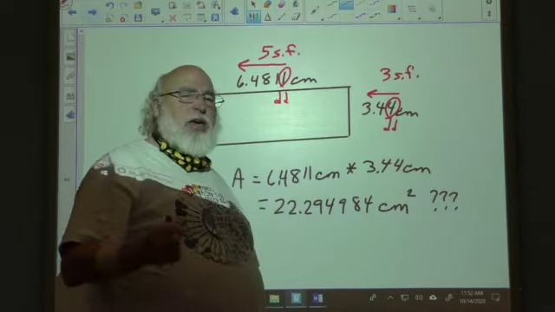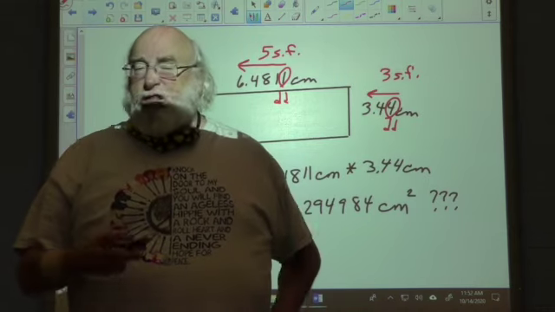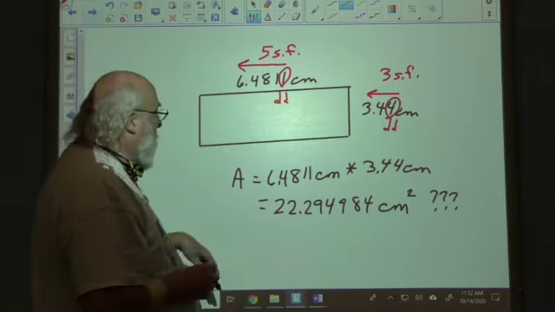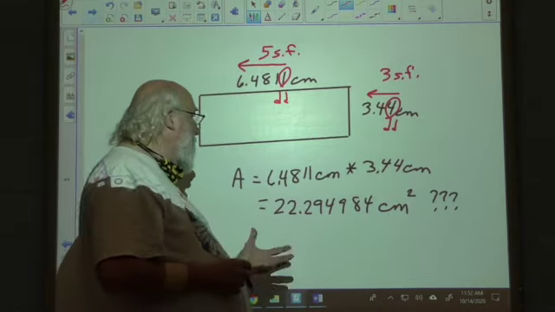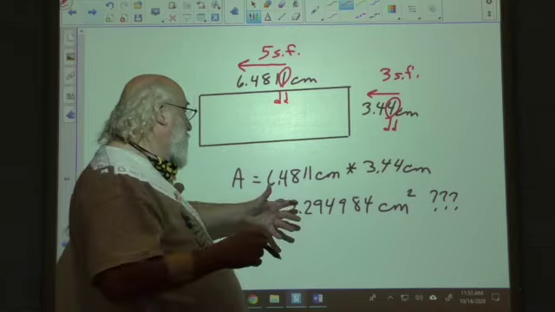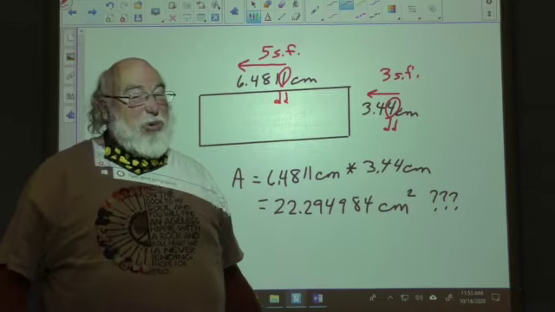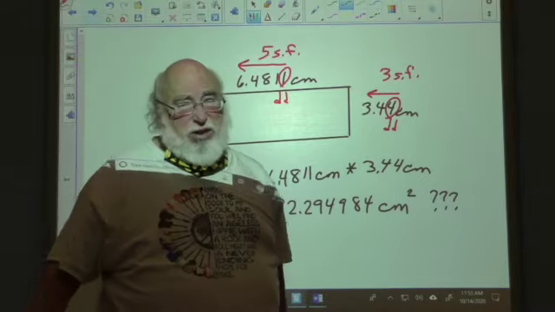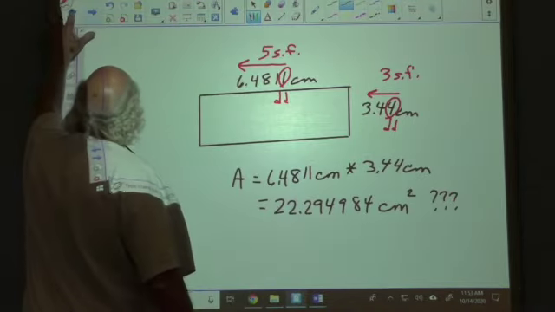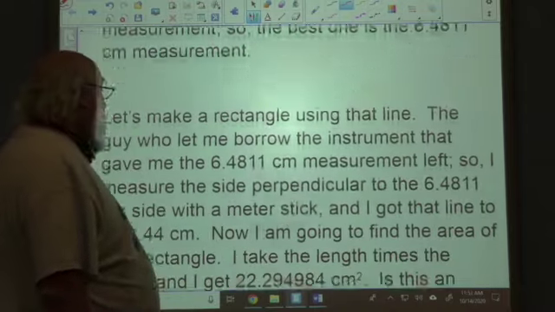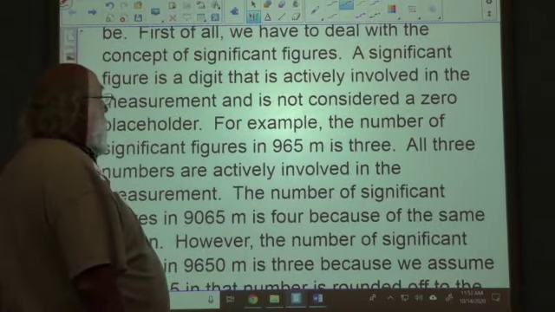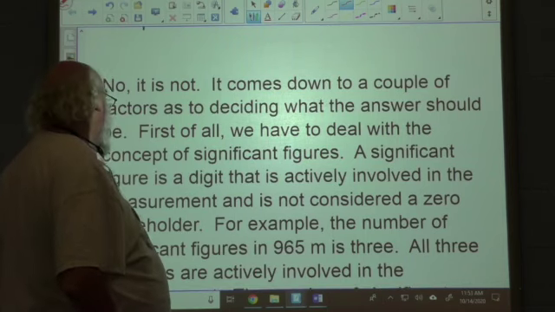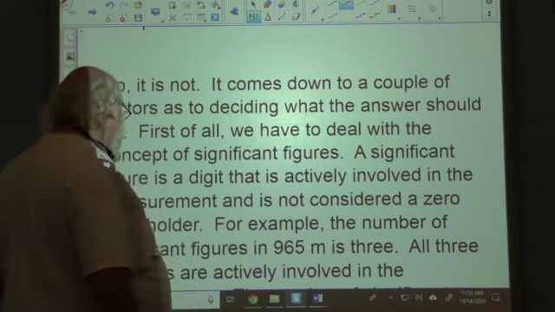By the way, if you want to be a hip scientist, you can say things like sig figs. You know what I'm saying? Sig figs. Anyway, we can't have an answer that goes 6 decimal places because it doesn't really reflect how good those measurements are. So we have to examine the significant figures in order to do this. Okay, so let's take another number here, now that I've done those numbers.